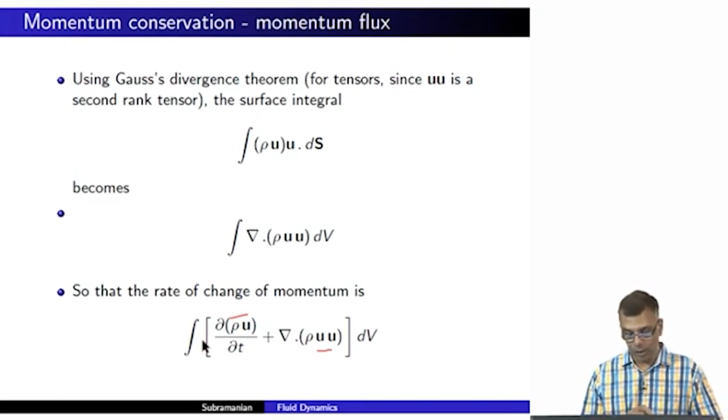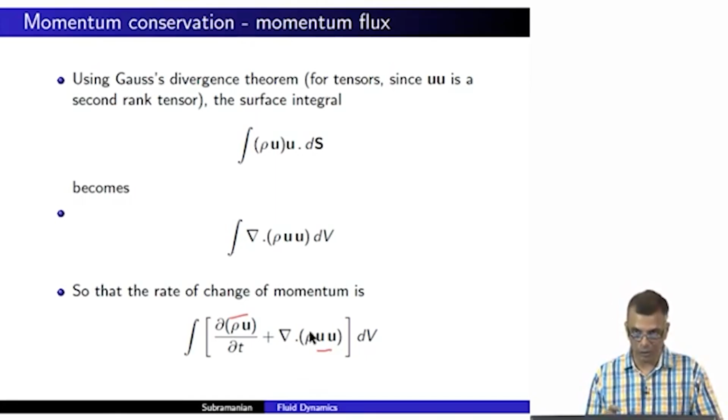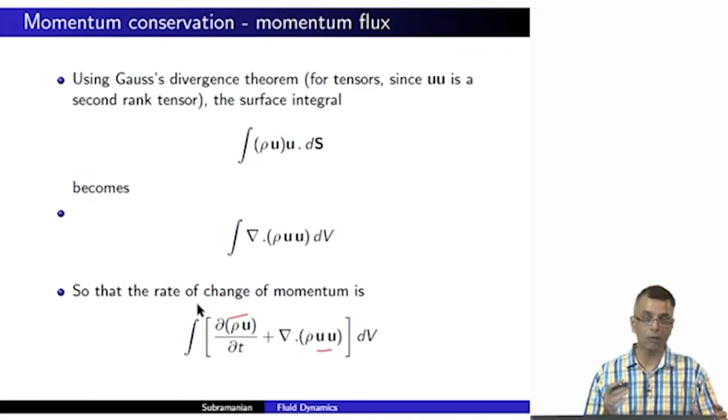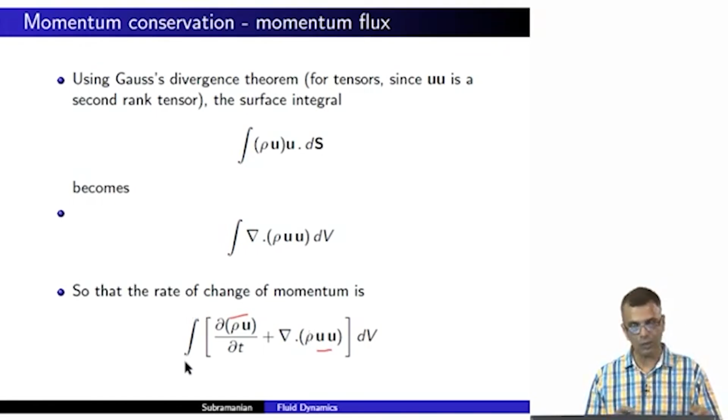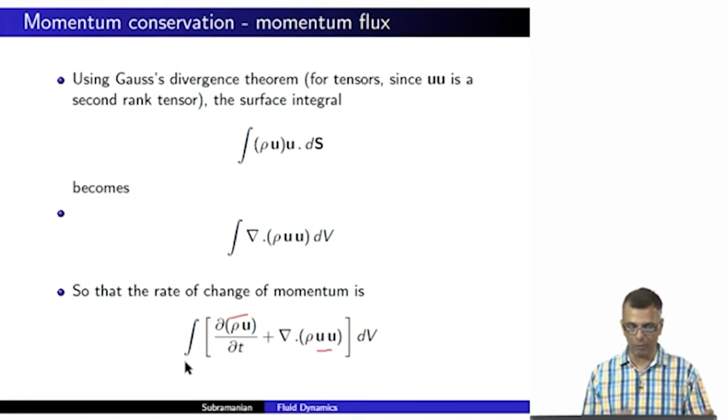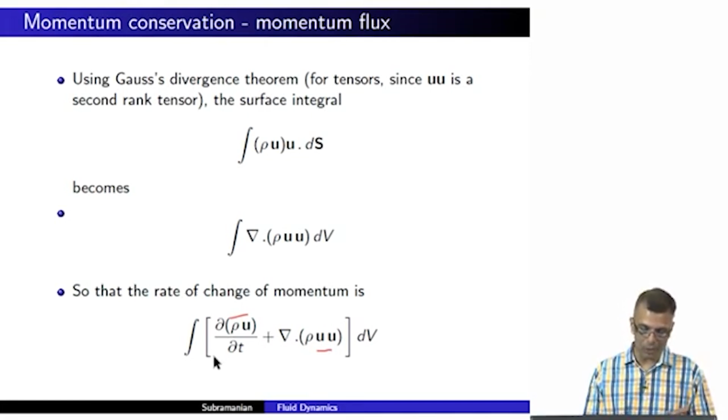And as before, this statement is valid for arbitrarily small volumes. So if the dV is taken to be arbitrarily small, since we are integrating only over one volume element, that means that the integrand itself is equal to 0.